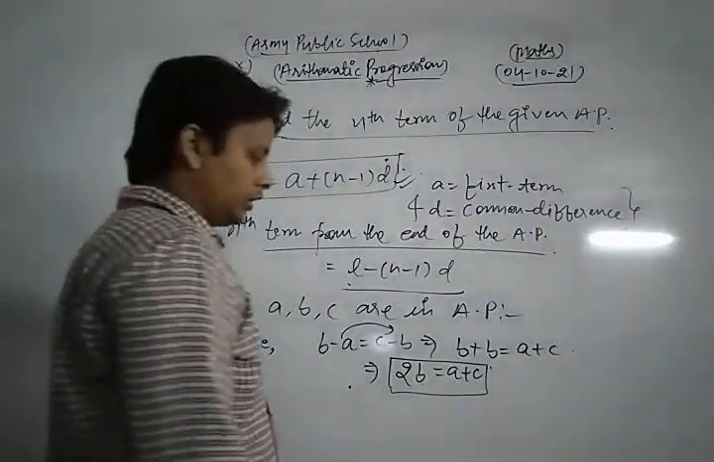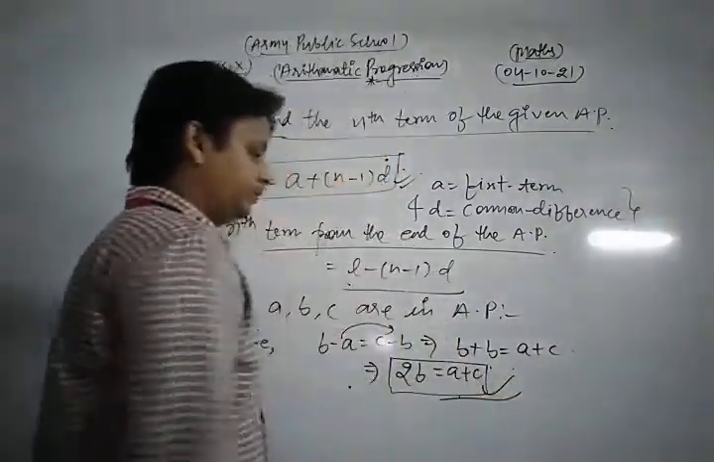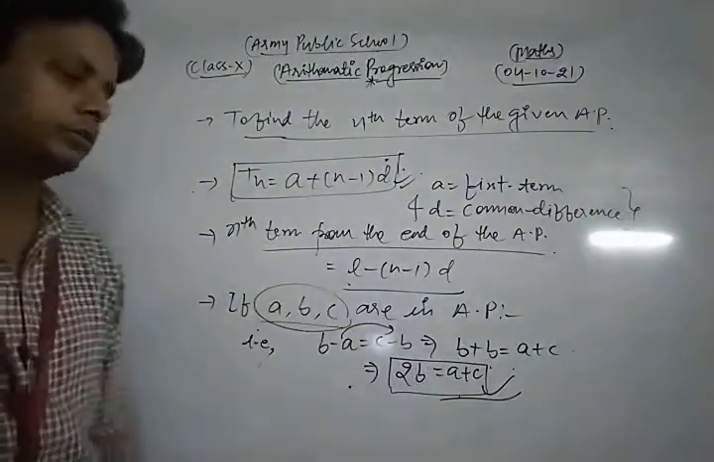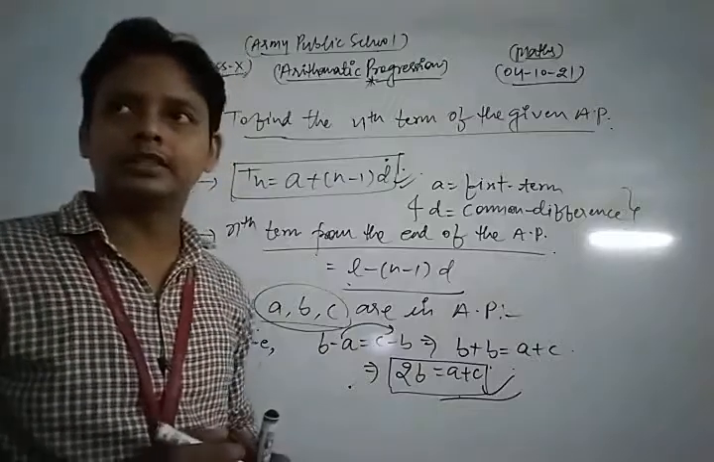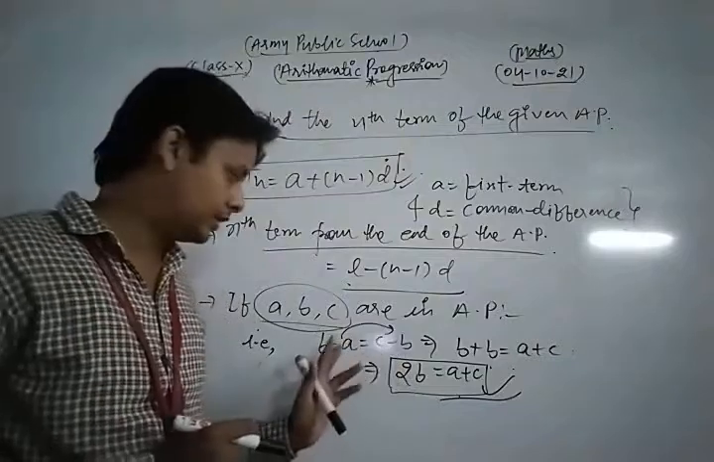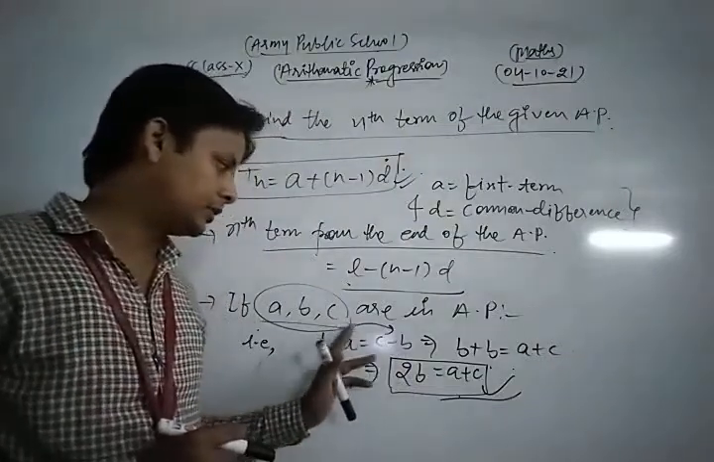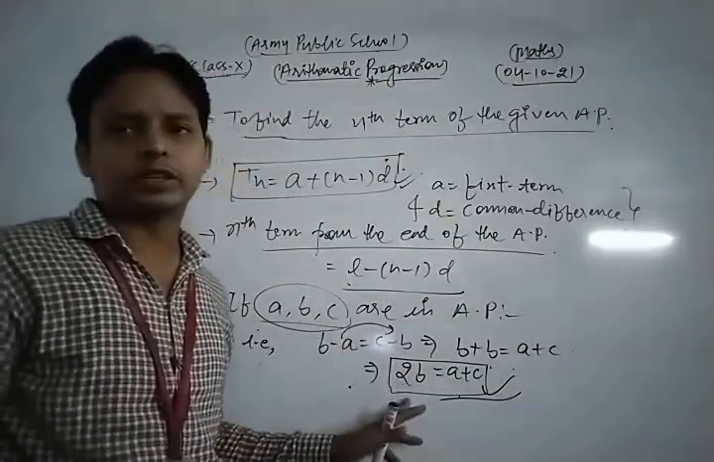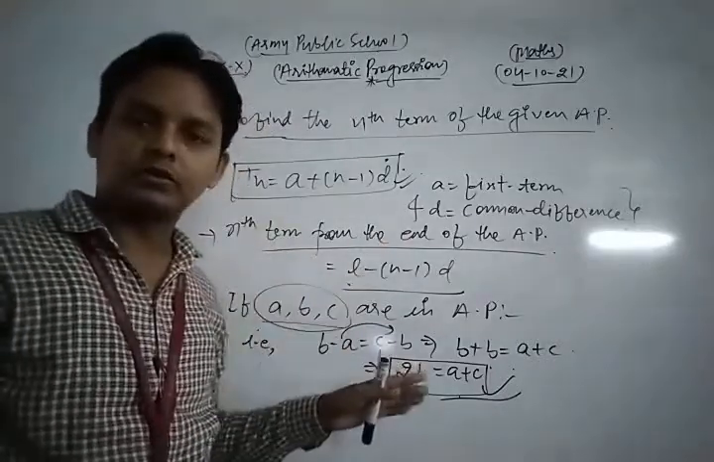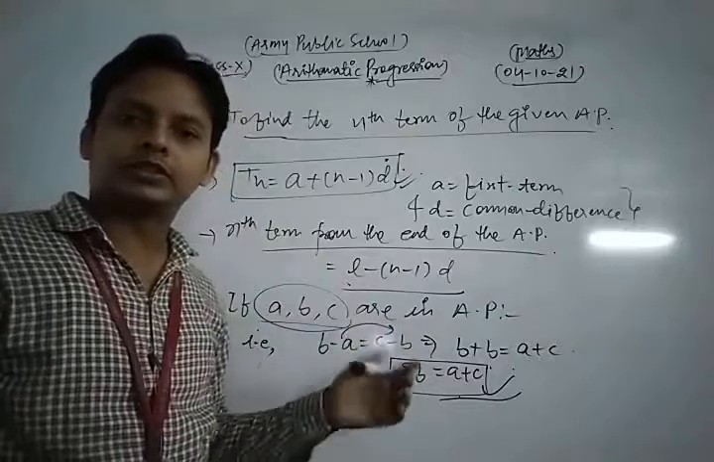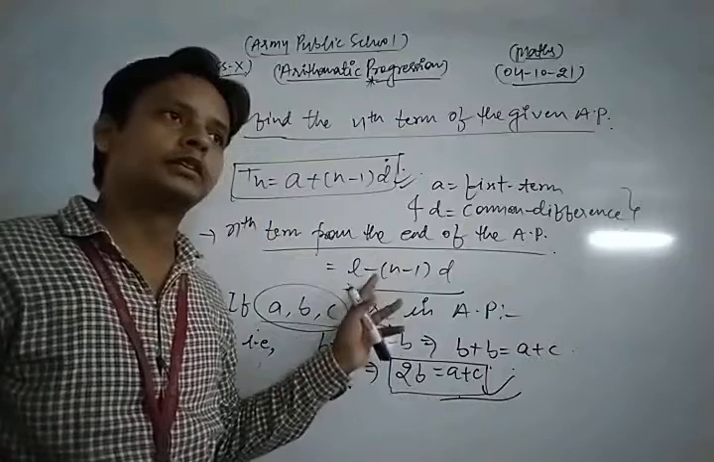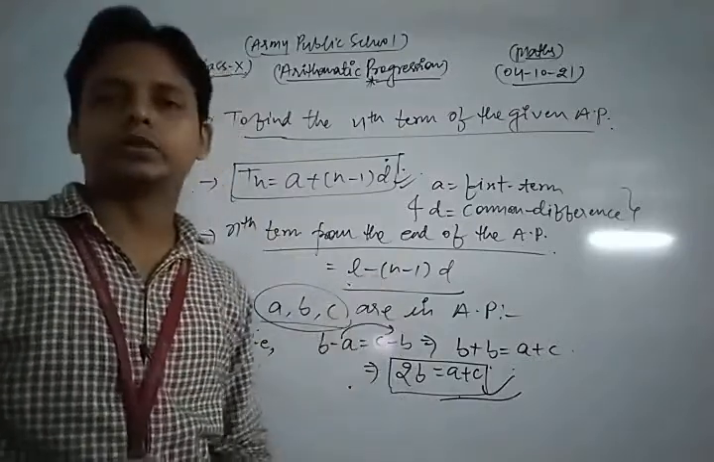This is a very important relation between all three quantities. Means if three quantities a, b and c are in AP, then their common difference will be the same, that is b minus a is equal to c minus b. In this way we get the very important relation between them, that is 2b is equal to a plus c. So this is the concept to find the general term, meaning nth term of the AP, and this is the formula to find the nth term of the AP from the end.